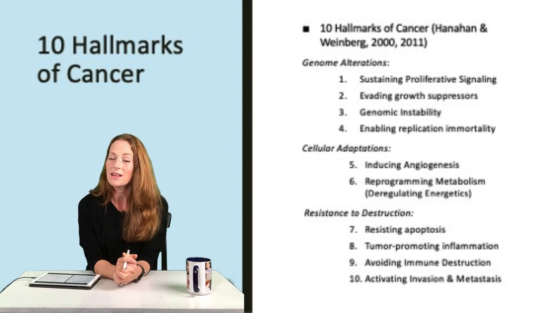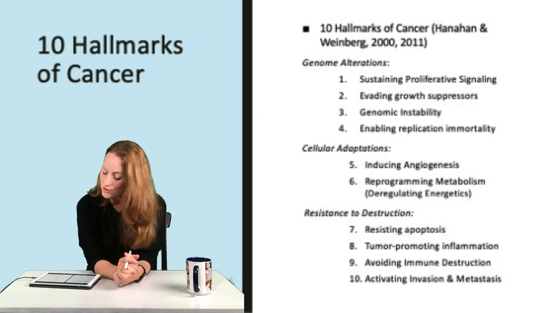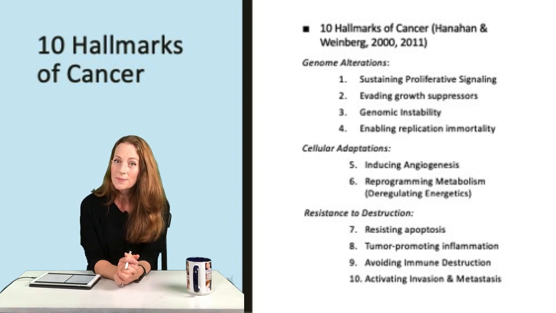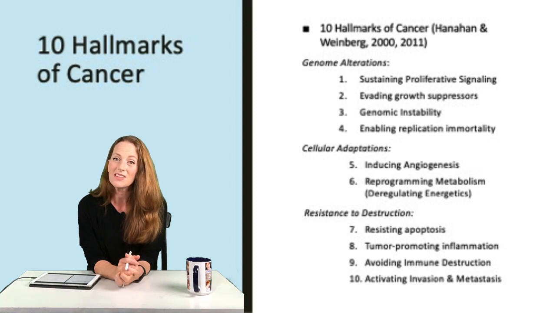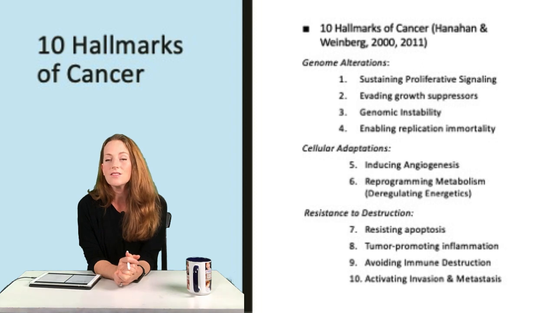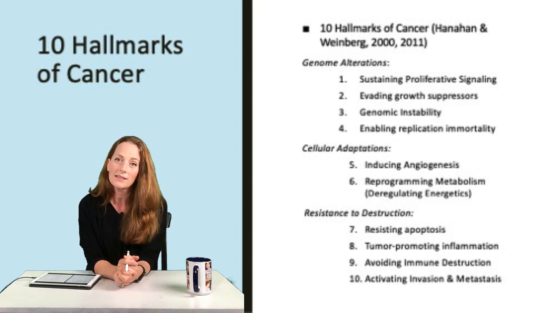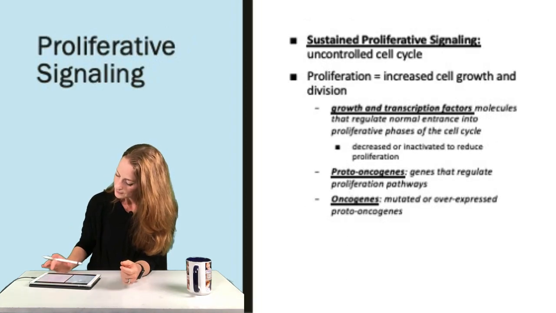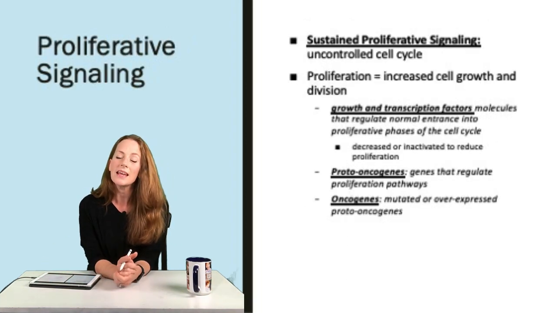Finally, cancer cells evade cell destruction, and they do that by resisting apoptosis, promoting inflammation, the kind of inflammation that evades immune destruction and increases proliferation. And then finally, all of this leads to the activation of invasion and ultimately metastasis. So let's start with sustained proliferative signaling.